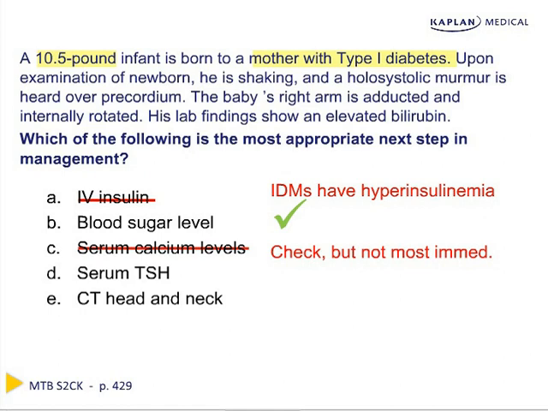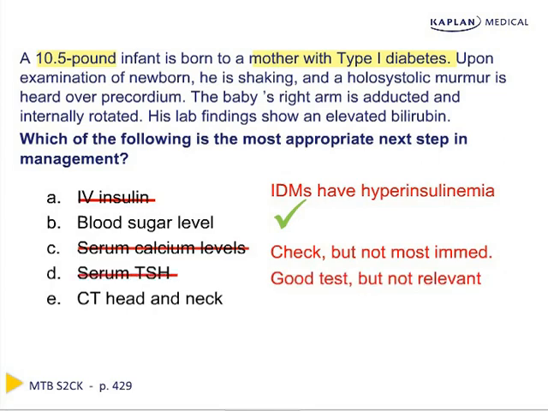So between checking a blood sugar level or a calcium level, you're going to check blood sugar first. Now, this kid is shaking, but we don't know if it's shaking because it's cold, shaking because it's hypoglycemic, or shaking because it's hypocalcemic. But regardless, you've got to check the blood sugar, and then you'll worry about sending off the blood for a calcium level.